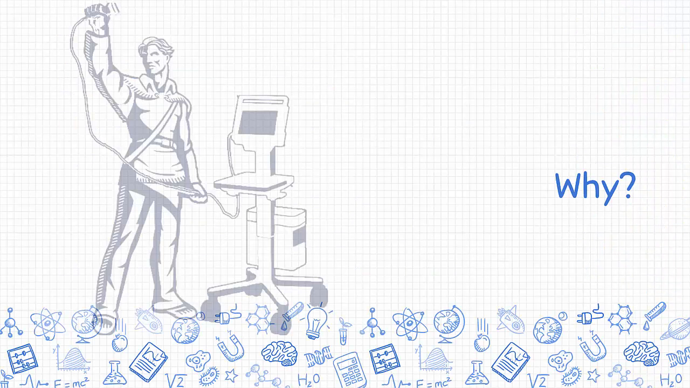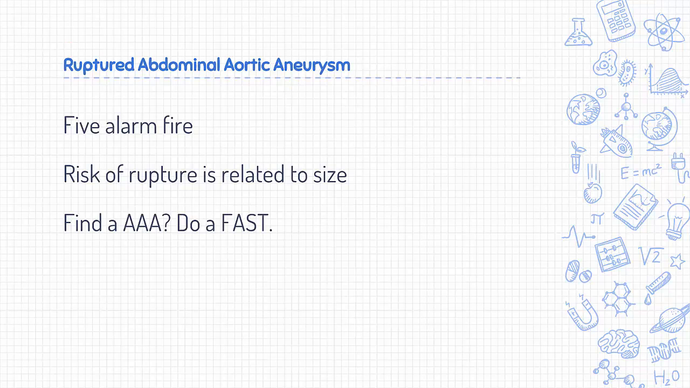Next, let's talk about the why. So why do we perform ultrasound in these patients? It's quick, easy, and non-invasive. Additionally, a ruptured AAA is a surgical emergency. Even when rapidly identified, these patients have high morbidity and mortality. Survival is directly related to time to diagnosis, so we want to find these patients on initial exam, not when they're coding in the CT scanner later.